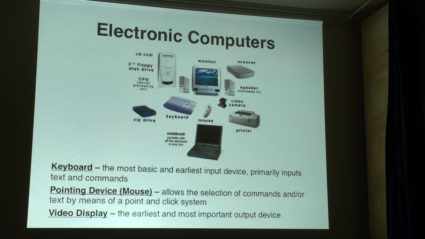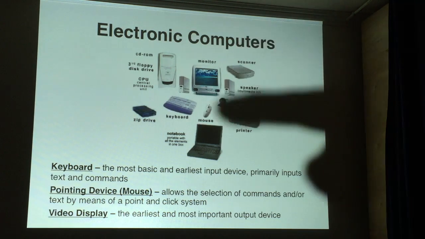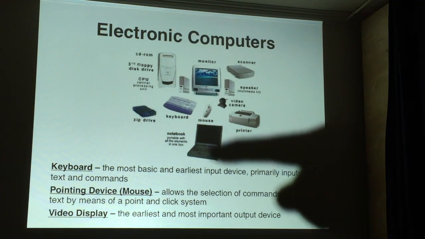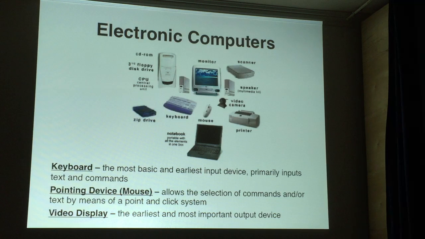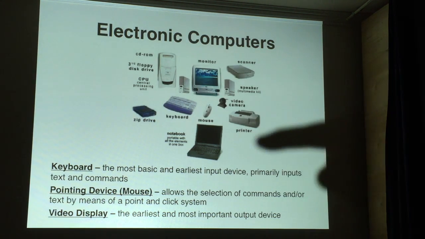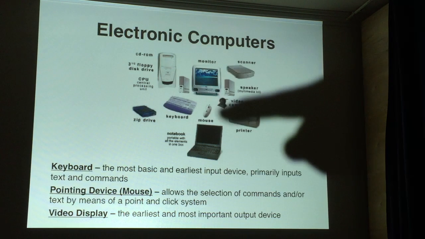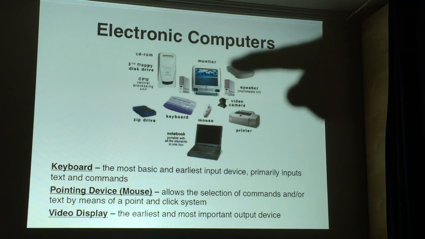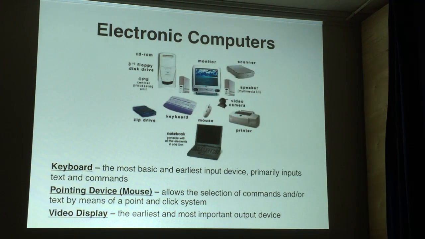Now, in terms of output, the earliest and most important output device is the monitor, which is shown right here. Now, other output devices include printers and speakers for sound. And so you basically can transfer or output various different kinds of outputs using these various input and output devices.